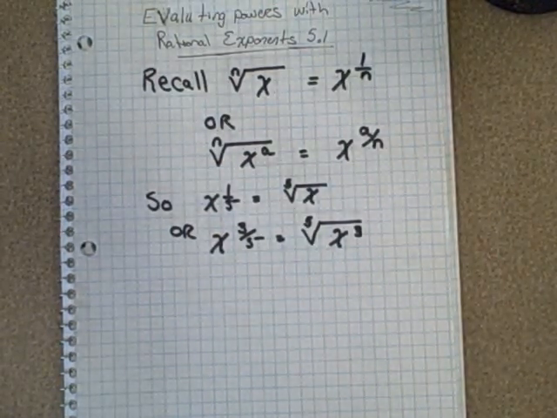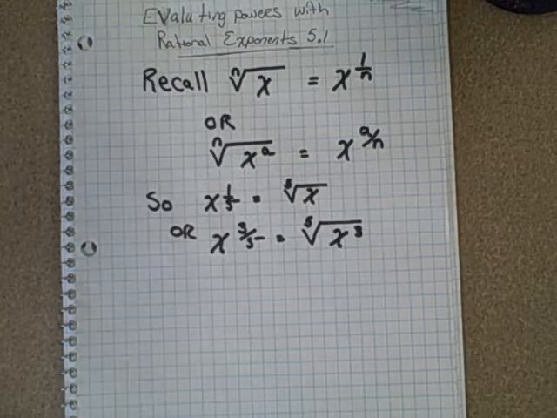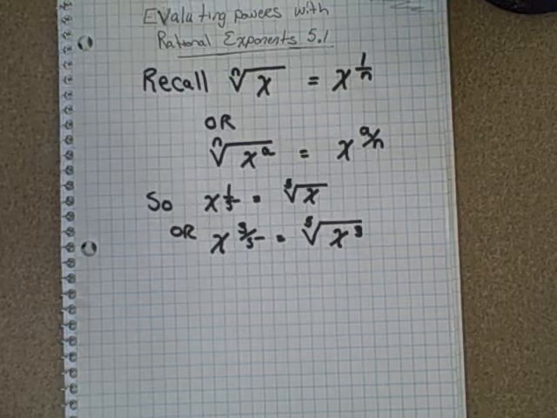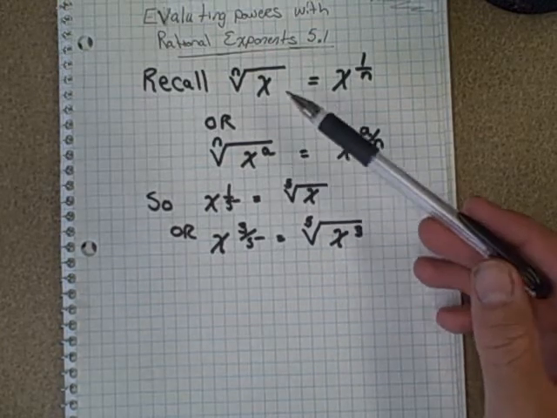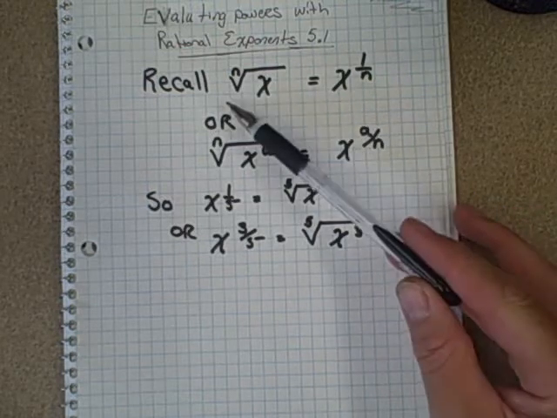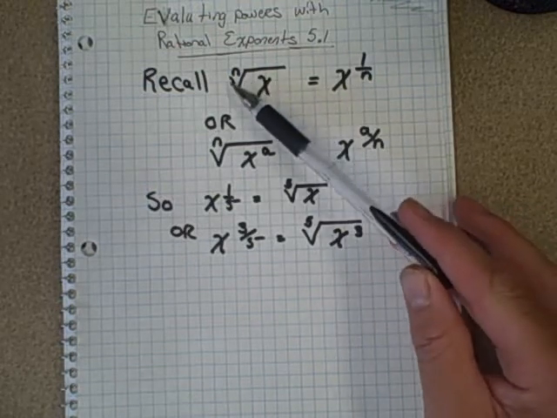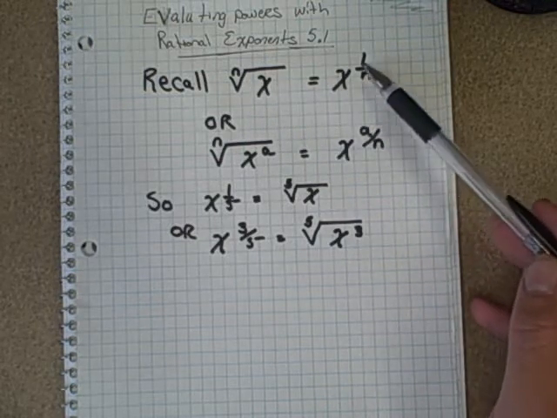Okay, this tutorial starts out with chapter 5.1, and that's evaluating exponents or powers with rational exponents in them. And we have to recall a couple of things here. We have to remember that if you have the form of the nth root of x, that would be the same as saying x to the power of 1 over n.